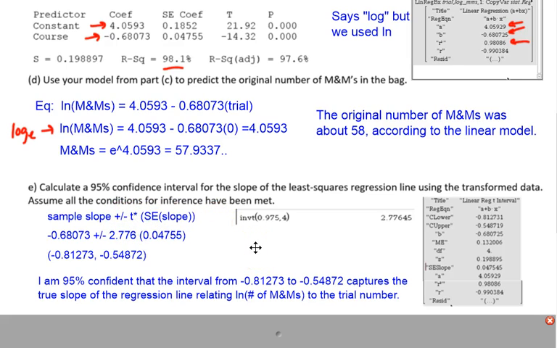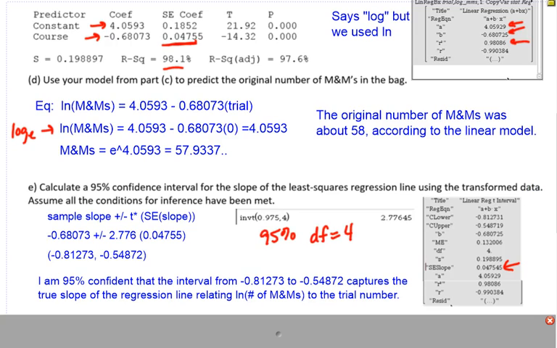The standard error of the slope is right here on the computer printout. When we do a linear regression t-interval on the calculator, it also gives us the standard error of the slope right here. Now the t-critical value can be gotten from either the table or using inverse t with 0.975. If you use the table, you go to 95% confidence. Degree of freedom equals 4.